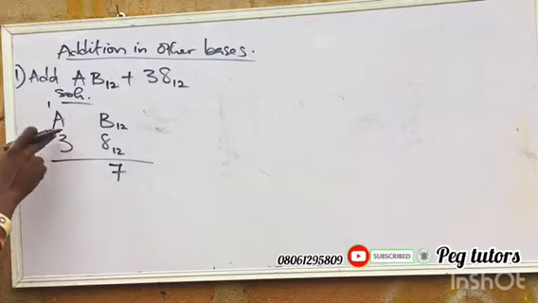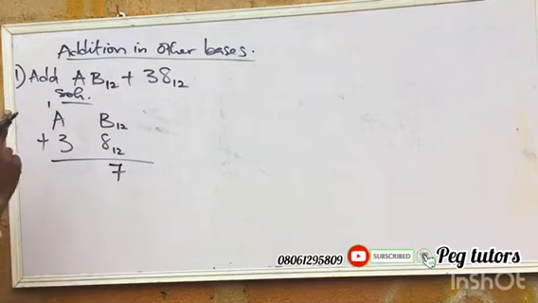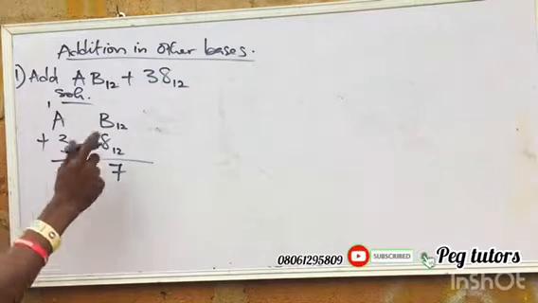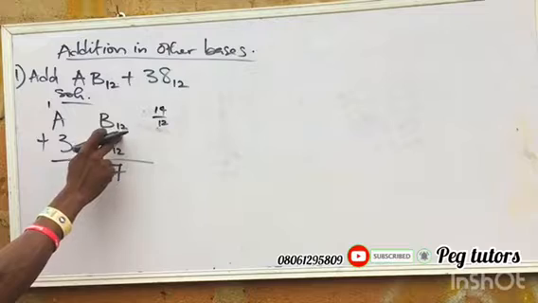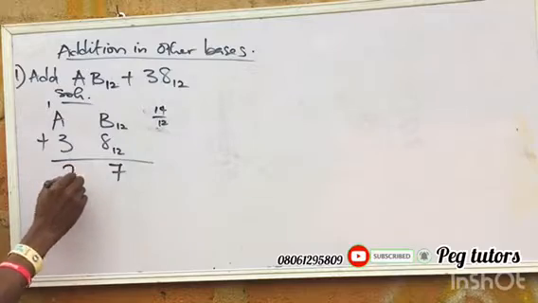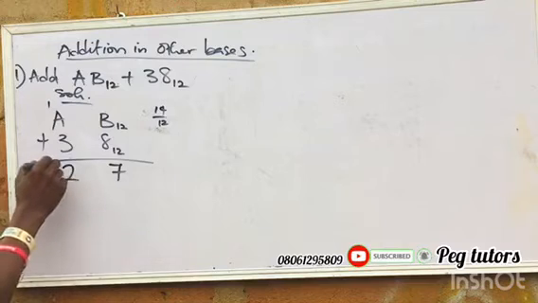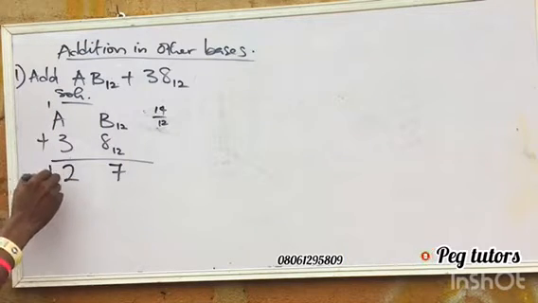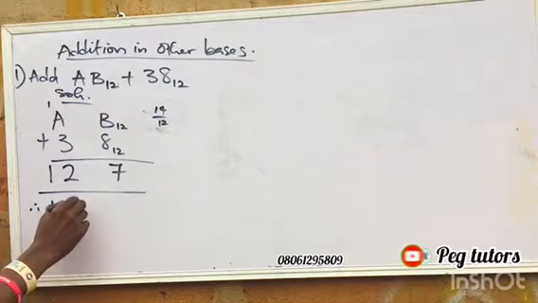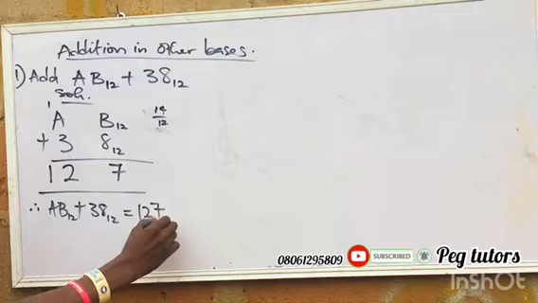Now come back here. A is 10, then 3. So 10 plus 3 will give you 13. 13 plus the 1 you carried will give you 14. 14 is bigger than 12, so you can't drop it. So you write 14 divided by 12, which is the base. If you divide it by 12, you have 1, remainder 2. So drop the remainder. The remainder is always the number you drop. So drop the remainder and then carry the other one. Since there is nothing else to add up with here, drop it here. That becomes our answer. So you can say therefore that AB base 12 plus 38 base 12 is equal to 127 base 12. This is your answer.